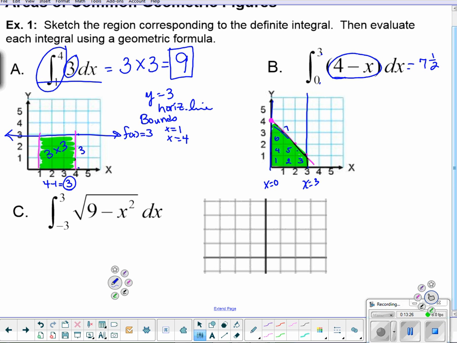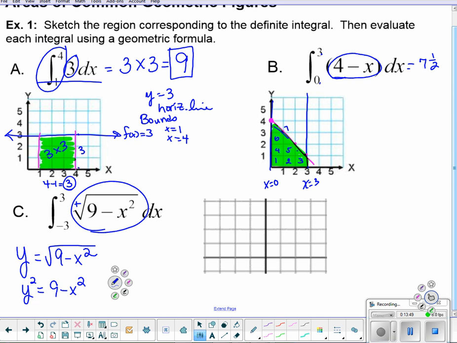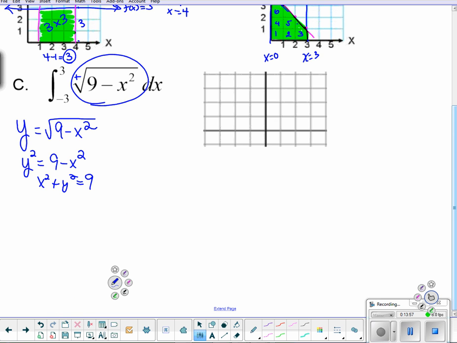All right, for C, just so you recognize this function, and maybe some of you do, what would happen if I square this? Right now I'm picking up only the positive portion of this, but if I square this, I get y squared equals 9 minus x squared. Bring over the x squared, I get x squared plus y squared equals 9. Now do you recognize it? I bet a light bulb went off, and that light bulb would tell you, hey, this is a circle equation, and I am dealing only with the positive half.